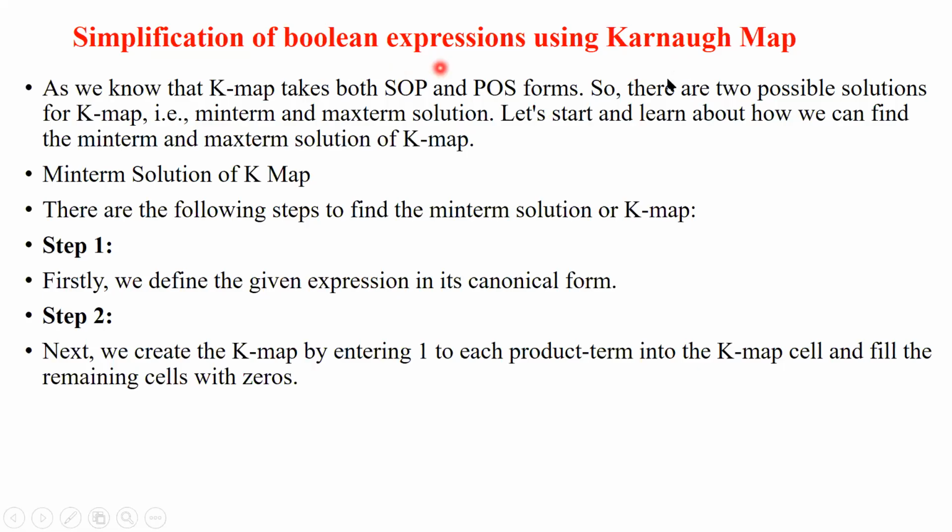So just write down the heading, simplification of Boolean expression using the K-map. The first thing is I am solving the min term, if min terms are given to me. So write down the min term. What are the steps? Min term solution of K-map. First, I will write the given expression in its canonical form. In its canonical form means all the terms are present.